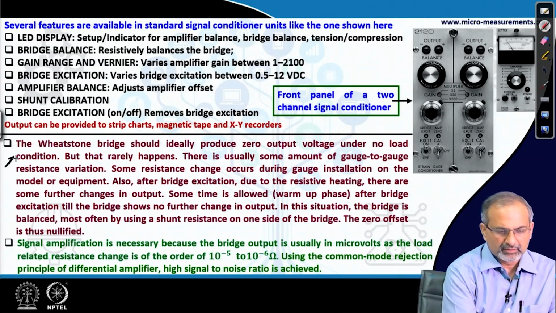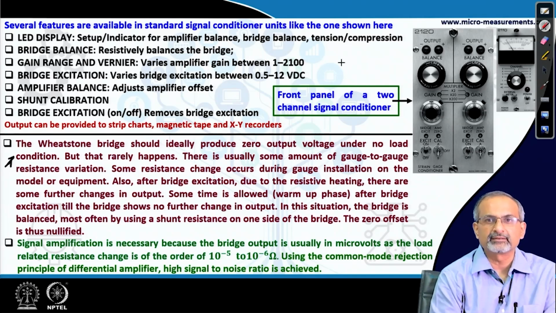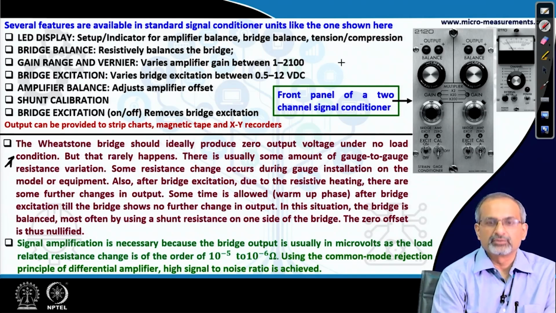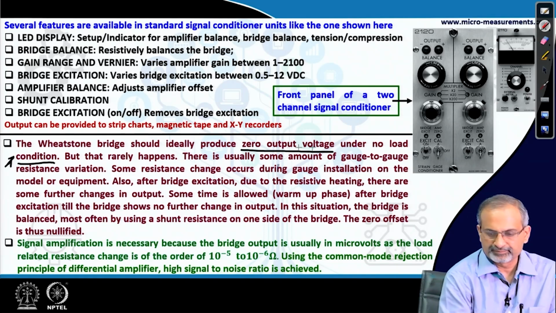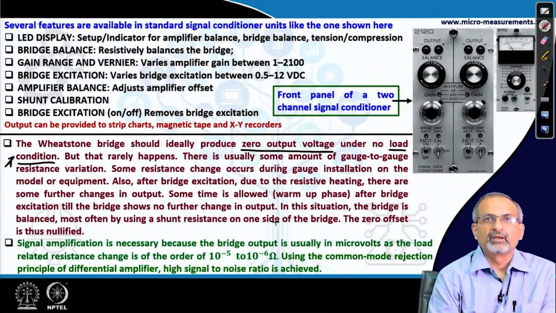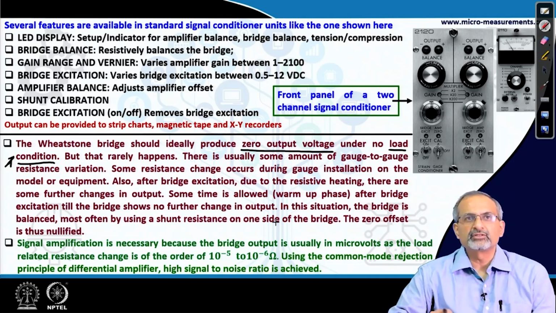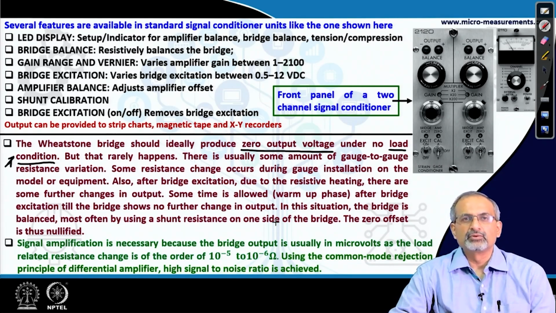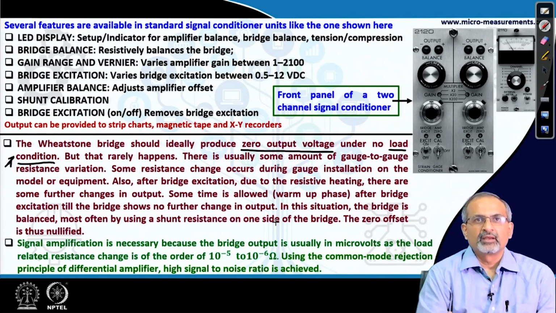We will continue with the bullet points at the bottom, and we will go back to the upper part a few minutes later. The Wheatstone bridge should ideally produce 0 output voltage under no load condition, but that rarely happens. There is some amount of gauge to gauge resistance variation, and when you try to install them on the model of the equipment, during the installation also certain residual strain may exist in the gauge, and therefore, the resistance changes. After bridge excitation, due to resistive heating also, there are some changes in the output.